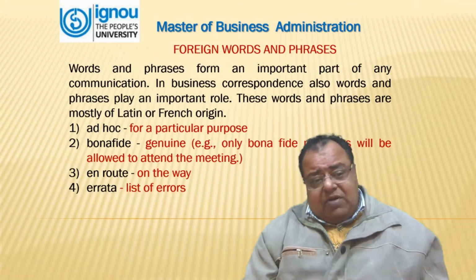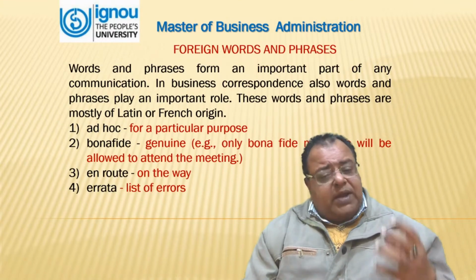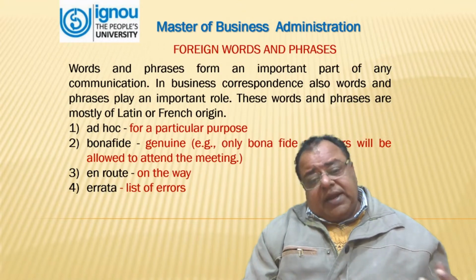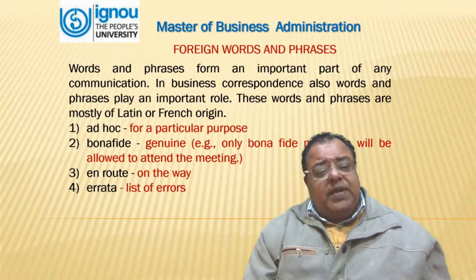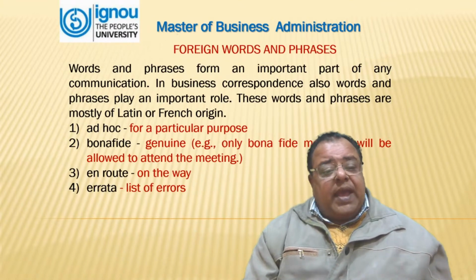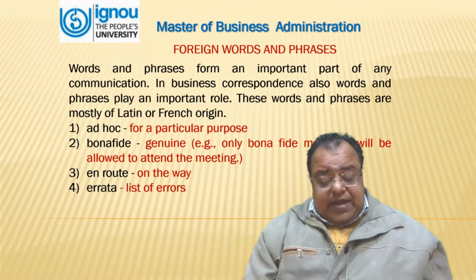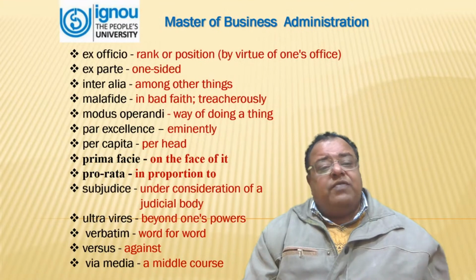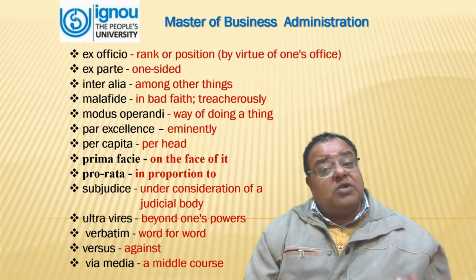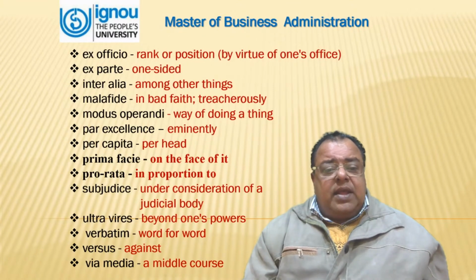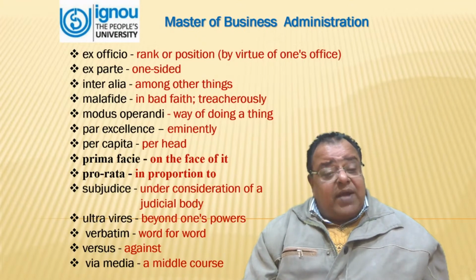We start with ad hoc. Ad hoc is for a particular purpose. Bona fide, that is genuine, for example, only bona fide members will be allowed to attend the meeting. En route, that means on the way. Errata, list of errors. Ex officio, that is by rank or position, by virtue of one's office. Ex parte, one sided. Inter alia, among other things. Mala fide, in bad faith or treacherously.